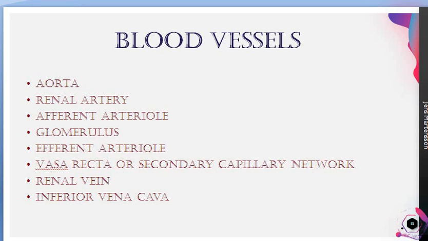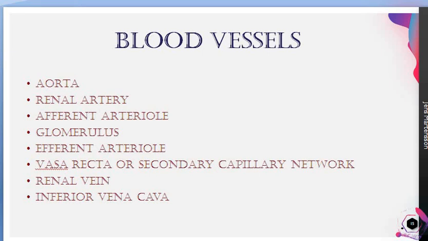Okay, this is all clear. First one, aorta, the major blood vessel, pure blood carrying blood vessel, and the next one, renal artery, and the renal artery produces the afferent arteriole for each and every nephron, and that forms the glomerulus, that's a capillary bunch, and then the efferent arteriole, look at the spelling, efferent arteriole, which leaves out of the Bowman's capsule, and then forms vasa recta or secondary capillary network, and then it combines to form the renal vein, and later the renal vein combines to form the inferior vena cava, it opens up into the inferior vena cava. Right, these are the blood vessels.